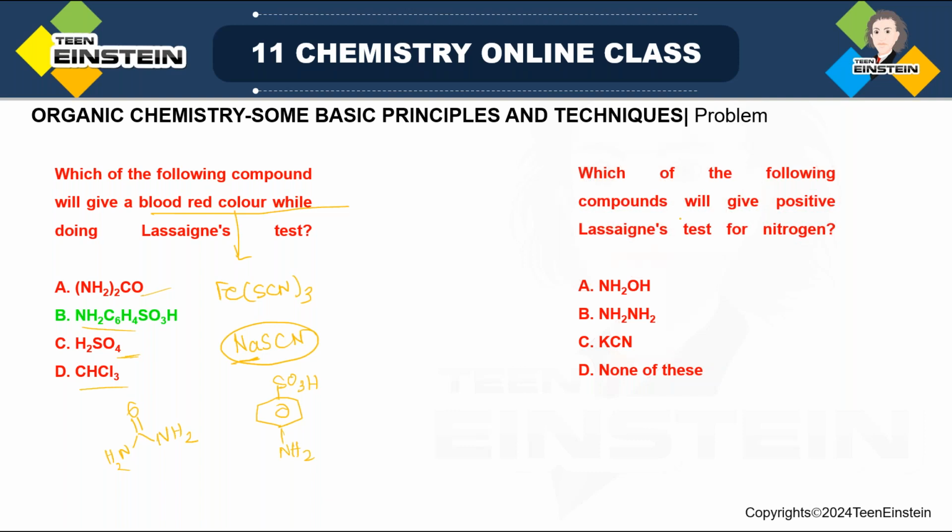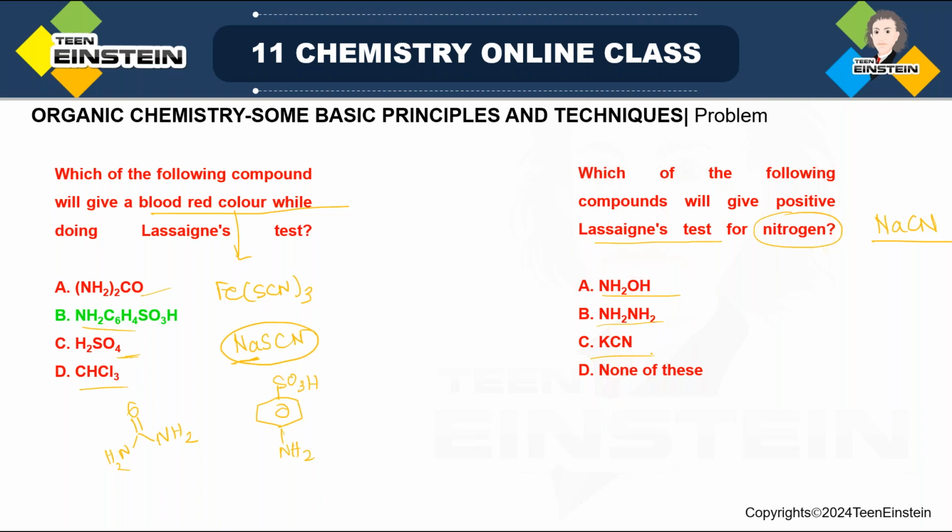Which of the following compounds will give a positive Lassaigne test for nitrogen? Now, to get a positive test for nitrogen, there must be formation of NaCN, right? After sodium fusion. Now, if you look at these compounds, they are actually not organic compounds, but that is not the point. You just have to understand whether both carbon and nitrogen are present or not. The first molecule NH2OH has only nitrogen. You do not have any carbon. Here also you do not have any carbon, NH2NH2, right? So how will this NaCN be formed?